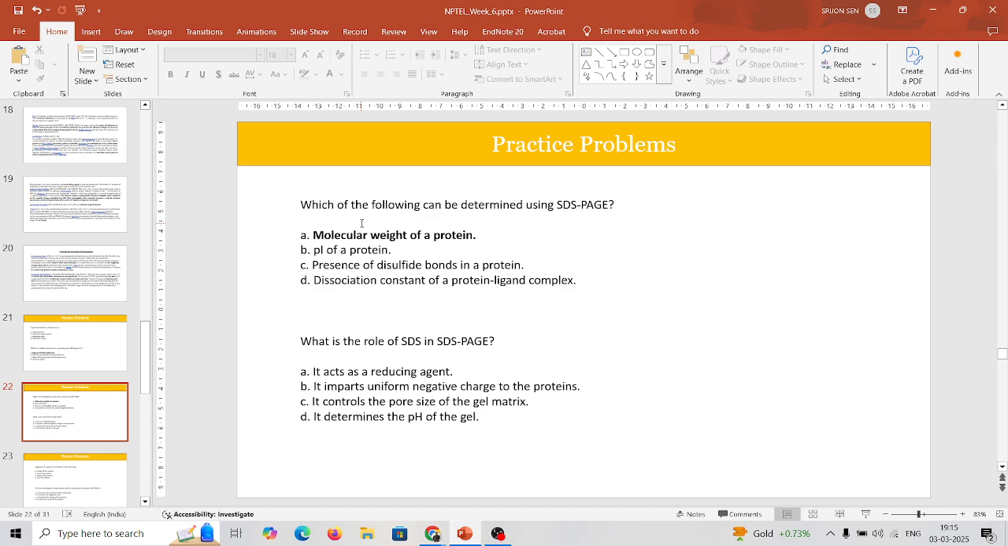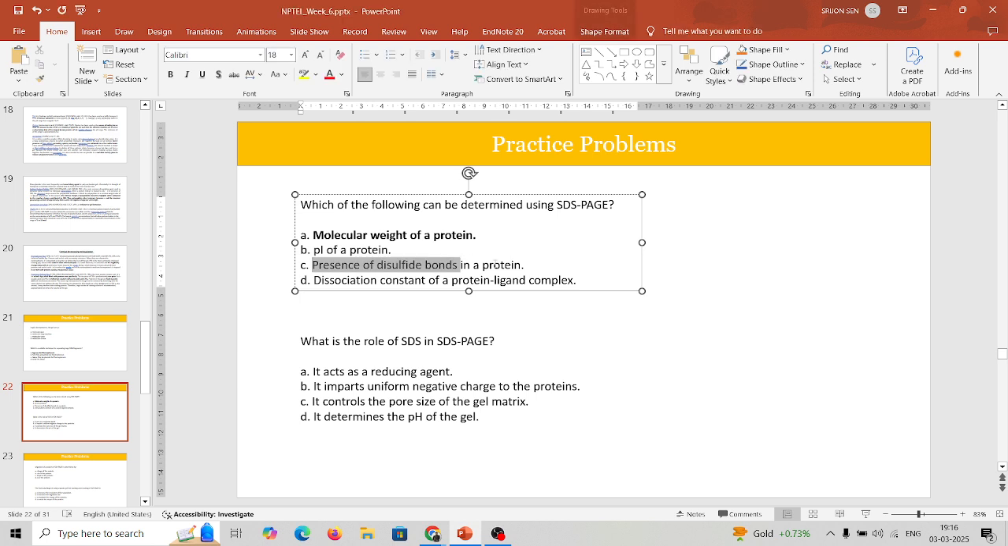where you are separating according to the charge to mass, right? Now, when you're running a native page, you can separate it according to its PI, because if you're using a buffer of higher pH than the PI, then your protein would be negatively charged. But if the buffer pH is lower than your PI, it will be positively charged. So on the basis of that you can do it, but that's for a native page. The last one, dissociation constant, cannot be found from an SDS page, because you are opening up and denaturing the proteins, so the Kd value cannot be found out.